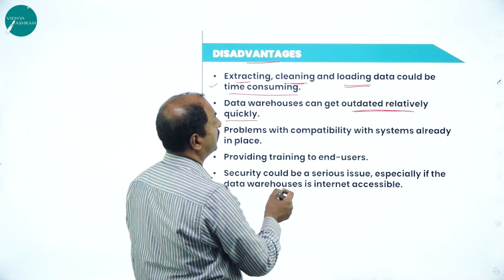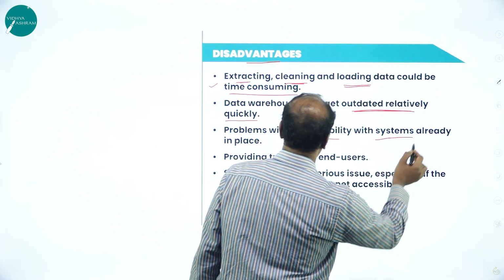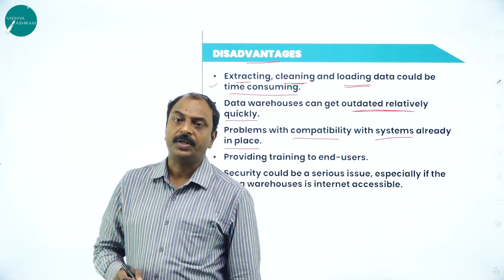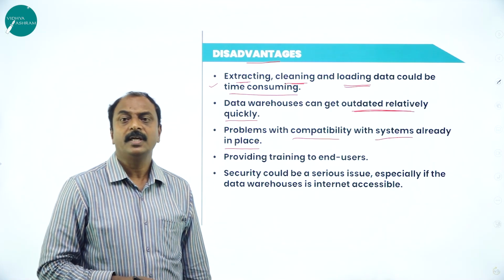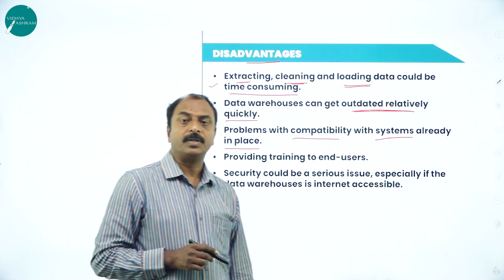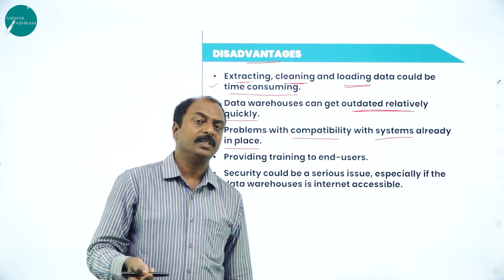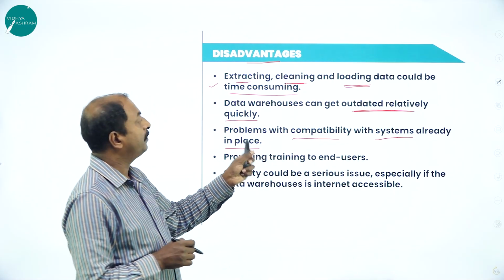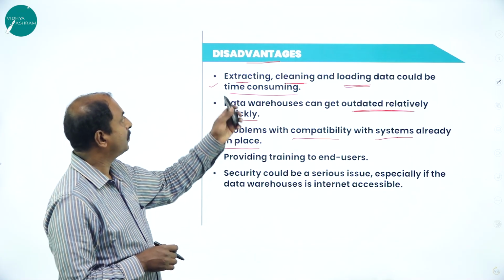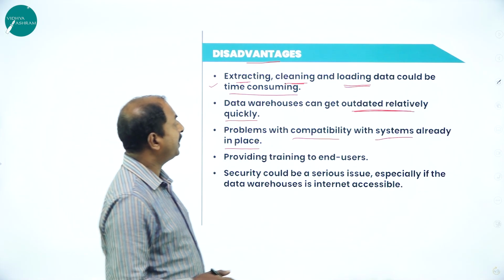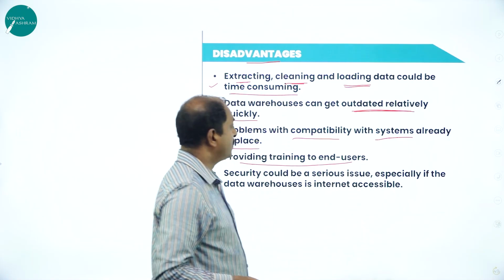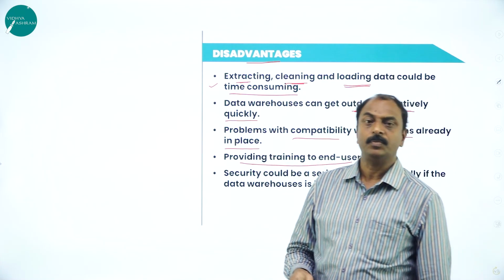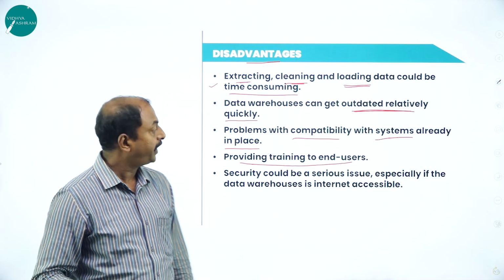Next one is problems with compatibility with the systems already in place. Whatever data is available, it should fit into our system or into the respective database with respect to number of records, column size, and many other factors. So it looks for compatibility with the system already in place. That is the major drawback of this data warehouse. Next one is providing training to end users. Actually, this is an important point. To use a database or a data warehouse system, the end user has to be trained.